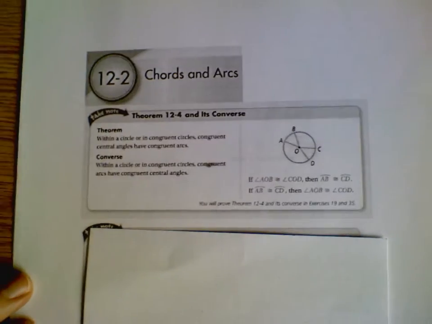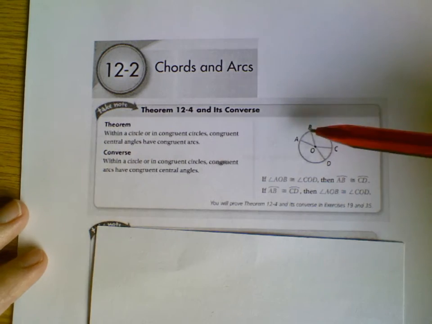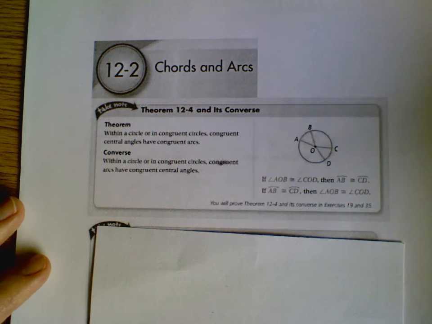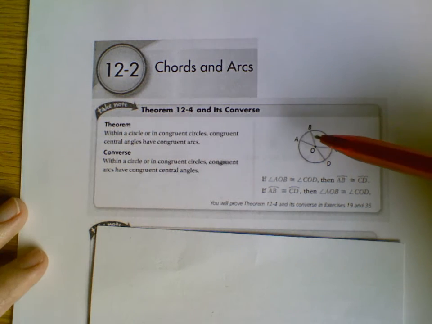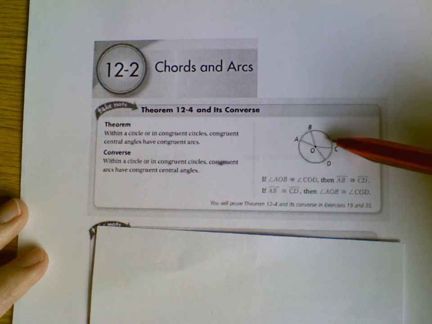Section 12.2 is about chords and arcs. So first, we've talked about arcs. Arcs would be what you see on the outside of the circle, that's just part of it. So arc BC, arc CD, etc. A chord is where you have a point on a circle and another point on the other side of the circle, but it does not go through the diameter.